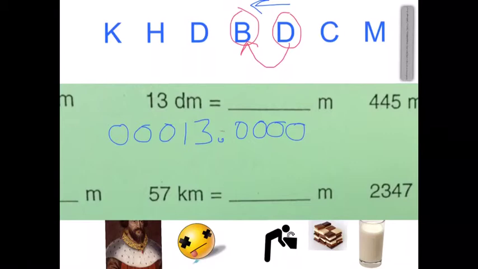So we're going to take our decimal point and we're going to move it 1 space to the left. So we're going to take that 1 space, we're going to go to the left, and we're going to put in our decimal point there. That would give us a final answer of 1 3/10 meters. 13 decimeters is the same as 1 3/10 meters, or 1.3 meters.